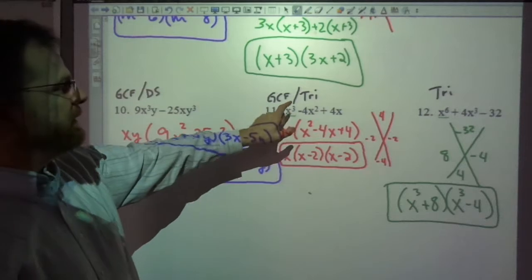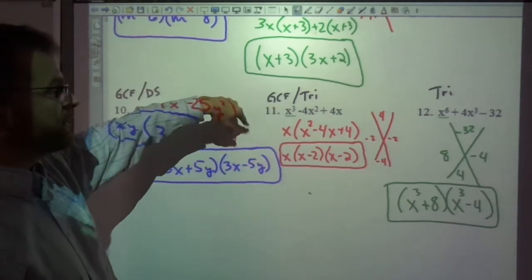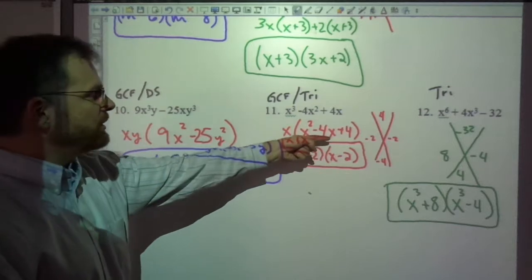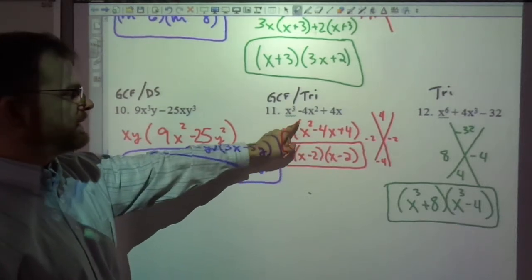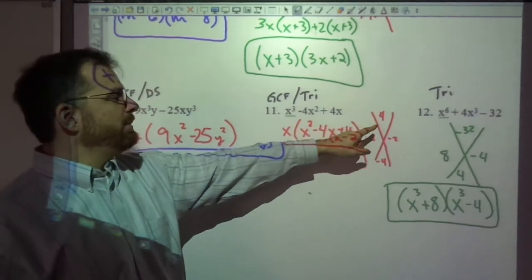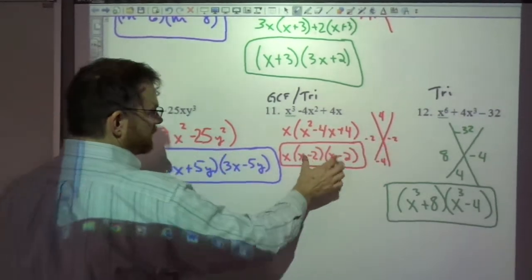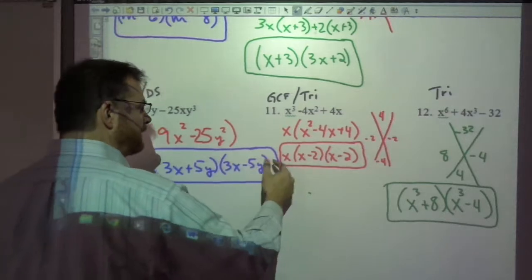This one's the greatest common factor of x that I do first. And then it's a trinomial that's an easy kind because a is 1. Find things that multiply to be 4 and add to be -4, which are -2, -2. I put those in. I bring down my GCF. Done.